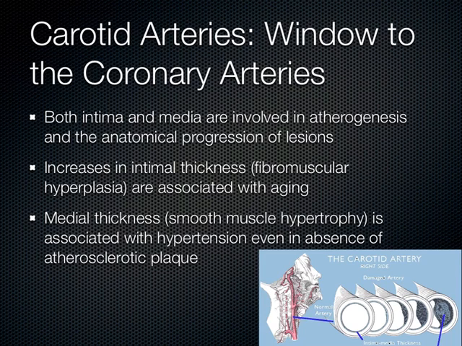So you can use a nice high-frequency transducer to see this beautiful vasculature right up close on the screen. And you can see both the intima and the media, and they're involved in the atherogenesis and the lesions that we can see start to stenose or occlude the carotid artery. And what happens is you have the intimal thickness, the fibromuscular hyperplasia. As you get older, that's a normal thing. But the medial thickness, or you can see smooth muscle hypertrophy, that's associated even with simple conditions like hypertension, which a lot of people have, even in the absence of an atherosclerotic plaque. So that's what we're going to be really looking at using ultrasound.